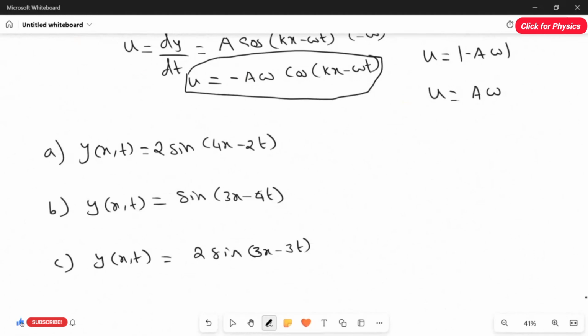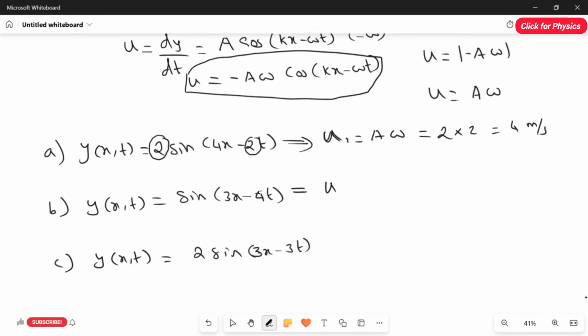Now I have to apply this rule. So let's take the first equation. In the first equation, I'm going to find the transverse speed. I represent u as the transverse speed. So u1 is equal to a multiplied by omega. What is a? Here a is the amplitude. So the amplitude value is 2, and here the omega value is 2. So 2 multiplied by 2, we got 4 meter per second.